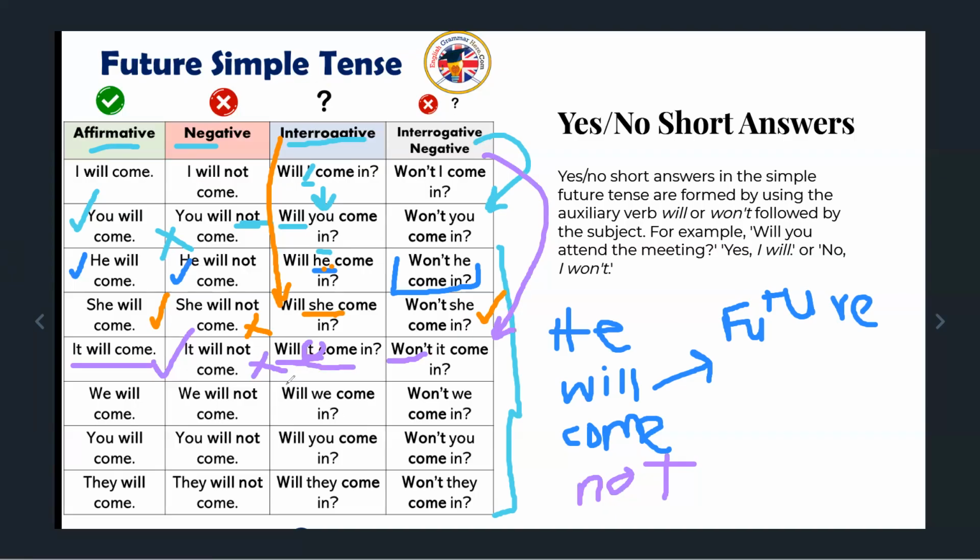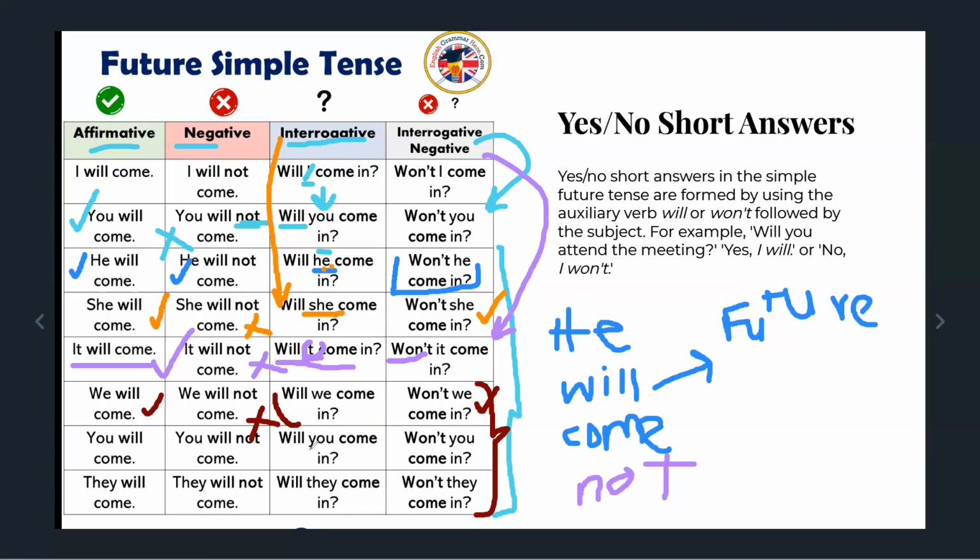Okay, let's go with another example. Here we have the plural ones. This is quite important because sometimes you can think that the singular and the plural are different, but it's always the same here in the yes and no short answers. Will we come in? We will come. We will not come. Here we have the same. Won't we come in?